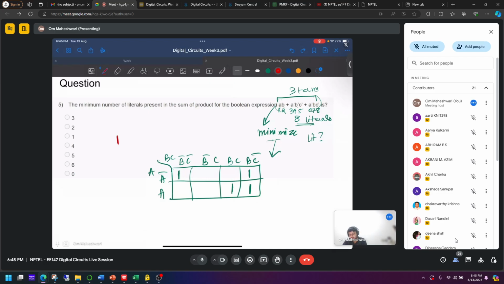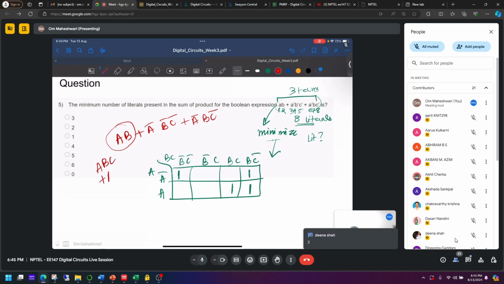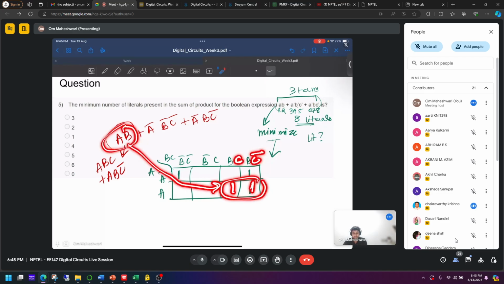So you have AB plus A bar B bar C bar plus A bar B C bar. This AB, you see, it is a three variable expression, but it has only two variables. So it must have additional ones. It basically means ABC plus ABC bar, right? So here you have A and B, but you see, it is C plus C bar both. So just this term gave you two ones.